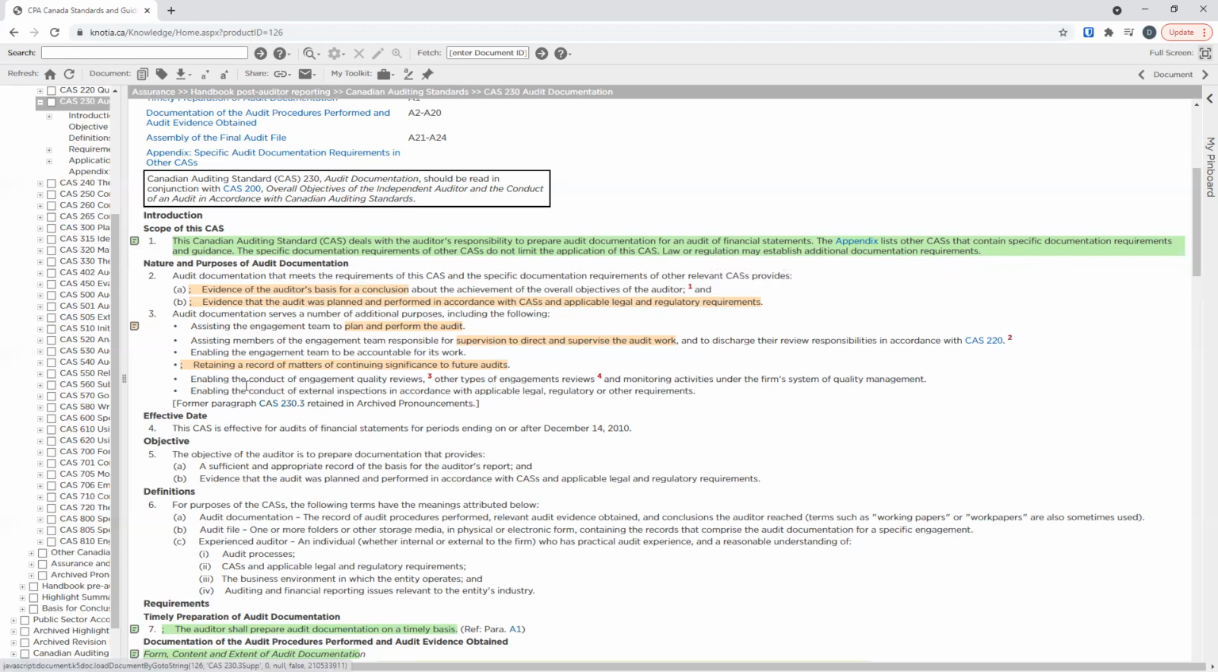Now, what is the nature and purpose of audit documentation? The main intention is that it meets the requirements of the CAS and the specific document requirements. So it is the evidence for the auditor's basis for the conclusion, as we discussed: why this conclusion was arrived at, and the evidence that the audit was planned and performed. So all the necessary checks. Suppose a fraud is detected later, and there is a question related to the auditor's opinion, how did the auditor not find this fraud or whatever.